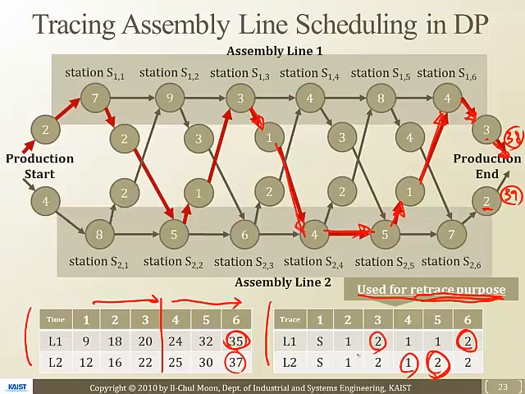And then to come to the station 1, 3, the best way to get here is coming from the second production line, station 2, 2. And then to get to the station 2, 2, the best way is coming from the station 1, 1, right? This, right? So here. And of course, it is coming from the start line. So this is the best way to get the product through this production line.